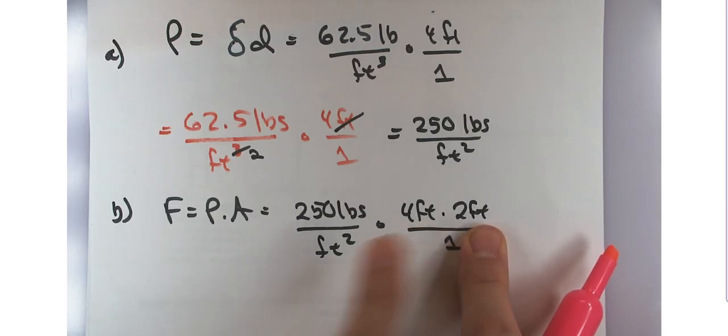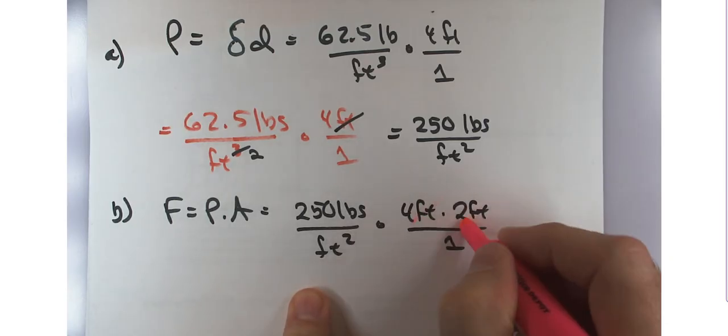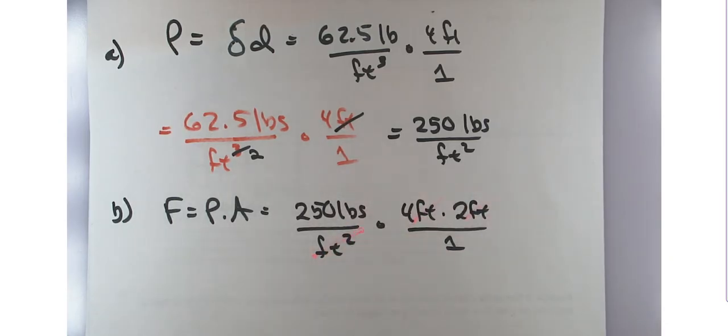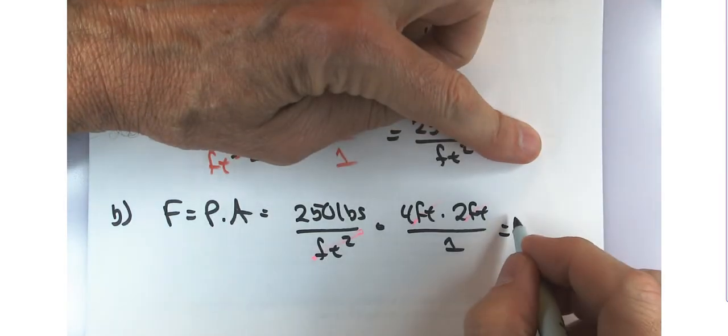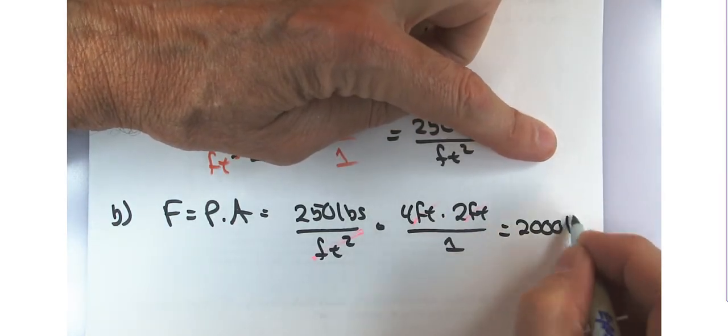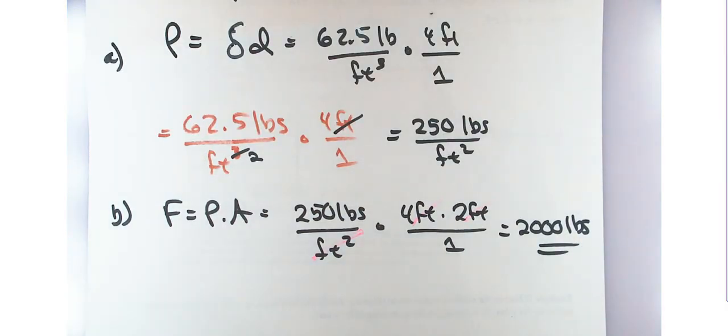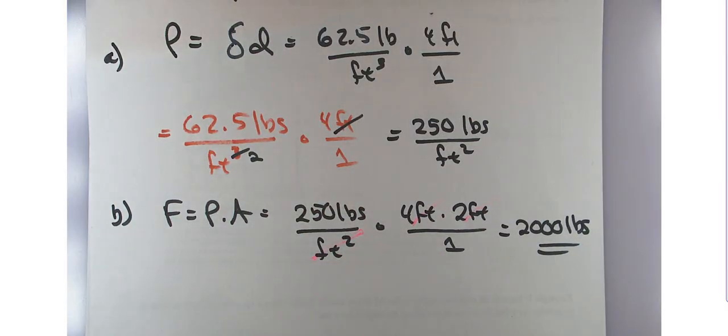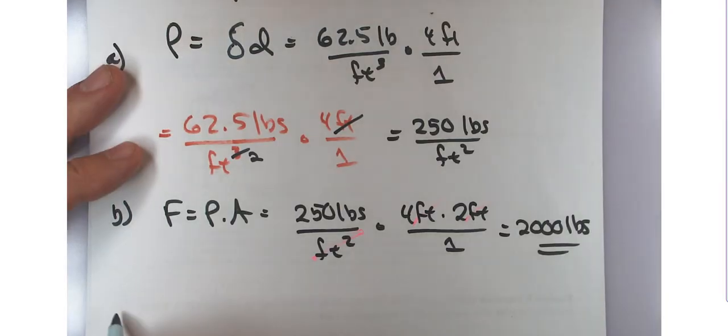And then what happens? They cancel. I got feet times feet is feet squared, and that cancels here. So overall, what units am I left with? Good. So 8 times 250 is 2,000 pounds. And pounds is a unit of force. It's like newtons is a unit of force. Yay.